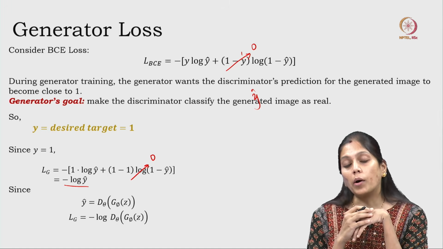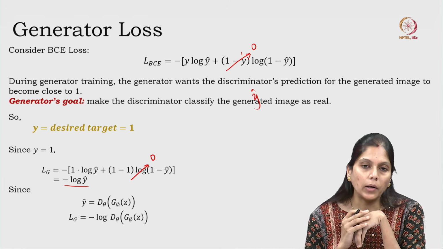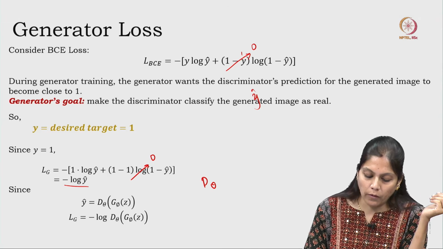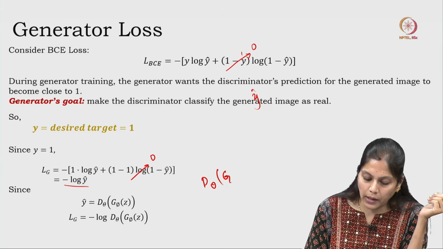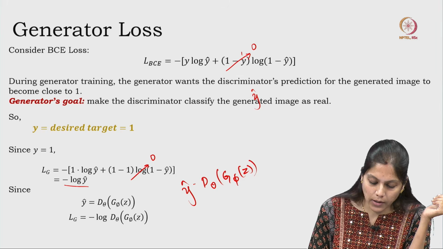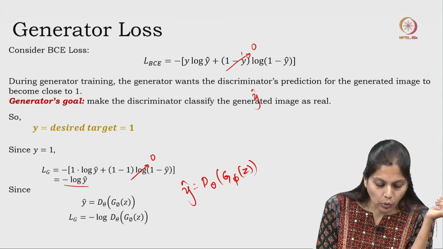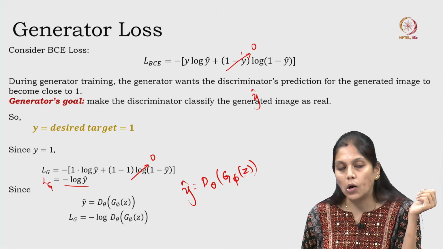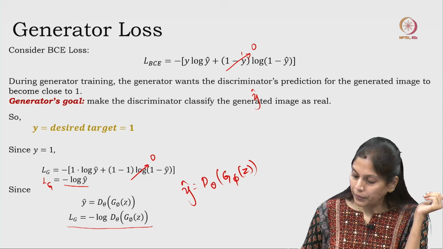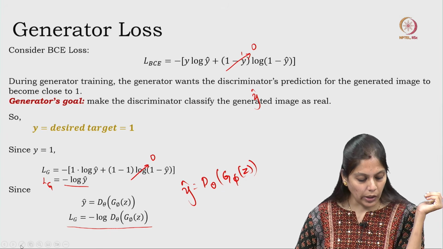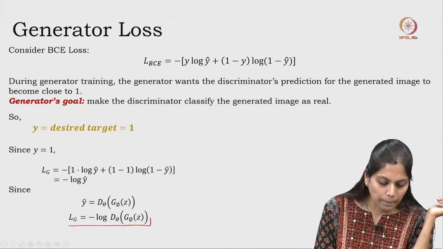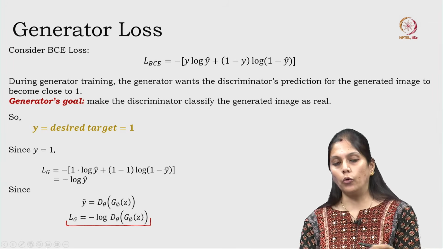Left with this. Now what is y hat? Y hat is a predicted value. Prediction from where? Prediction from the discriminator. What is the input that you have passed so that the discriminator is predicting? The generated image. So is it not this is your y hat? So substitute that y hat into this L_G, that is the loss of the generator. So is it not this is the formula that you get? This is an important concept. So the generator loss is this. I hope this is clear to you, how you have obtained it.